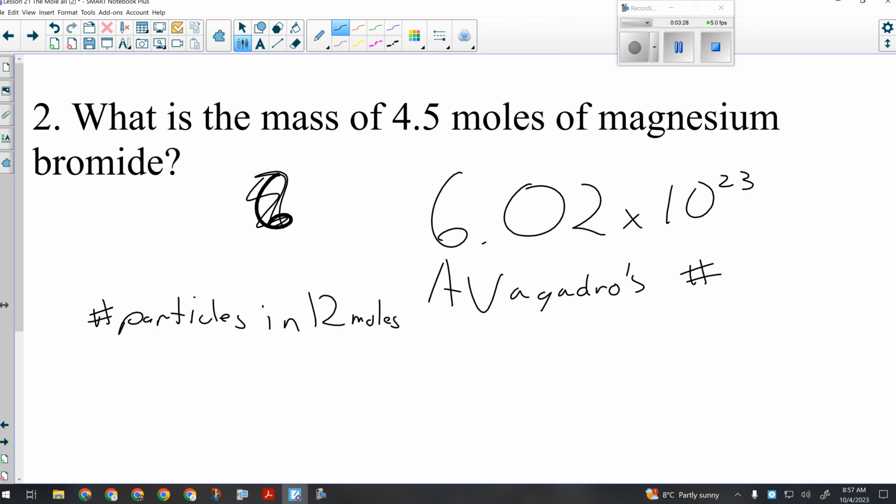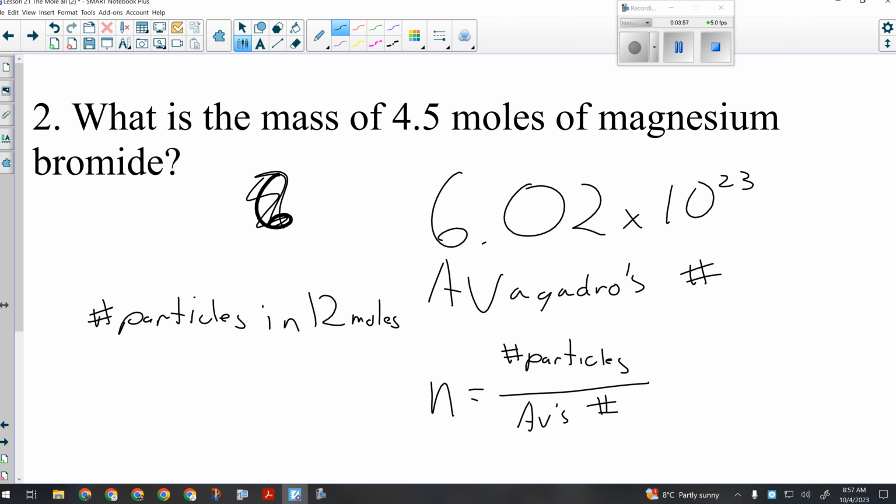So it kind of sets up like this. The number of moles equals the number of particles divided by Avogadro's number. That formula is not on your formula sheet because it doesn't need to be. As long as you understand the two examples with the dozens that I just did, you can do this. It's the same idea.